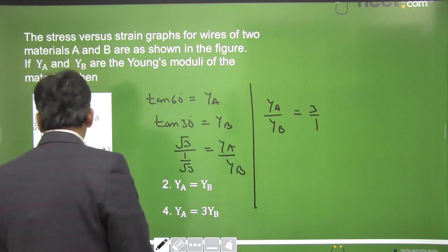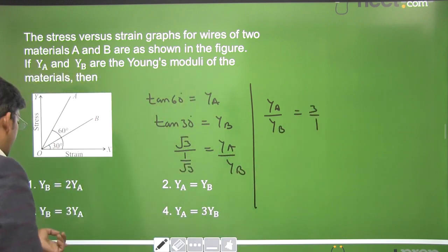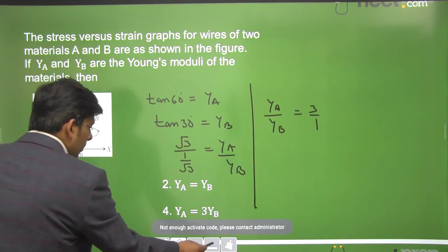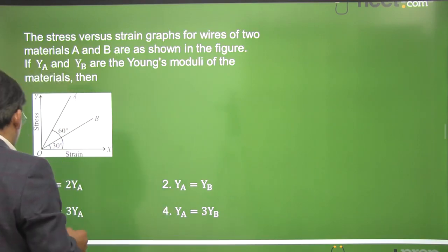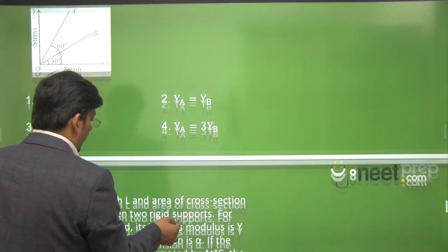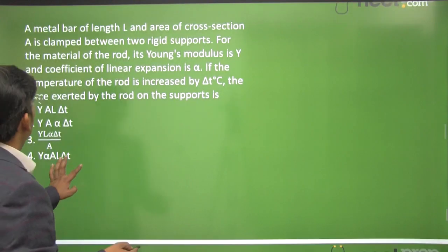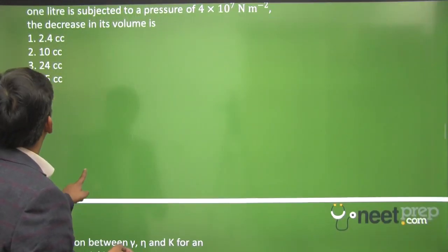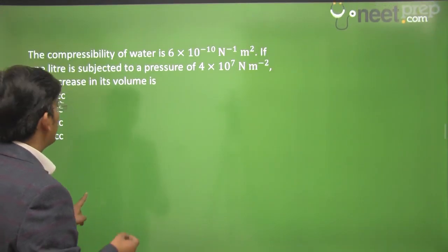Okay, we have an option. Ya is 3 times Yb. Do we have an option? Let me check. Yes, we have an option. Ya is 3 times Yb. Okay, this question has been repeated, dear students. Same question. Now let us do the next question now.